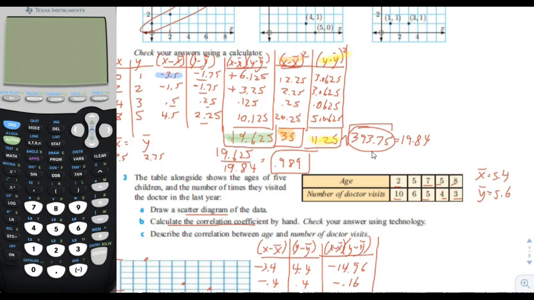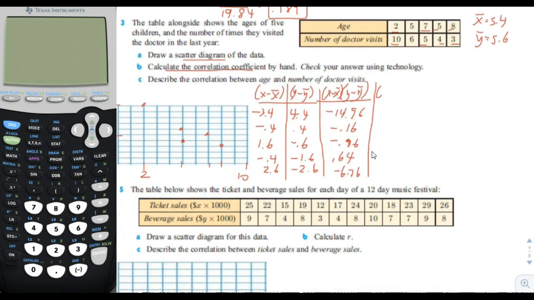Now I'm going to need the x minus x bar squared value and the y minus y bar squared value. Okay, so let's see. 3.4 squared, and the negative sign is going to go away, is 11.56. 4.4 squared is 19.36. No negative sign because it's positive. 0.4 squared is 0.16, and negative sign, of course, goes away.